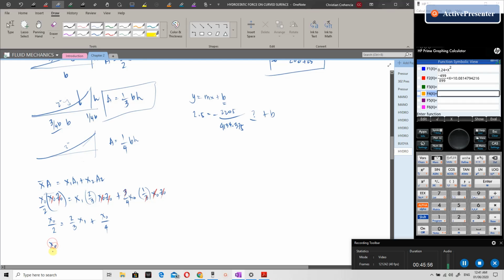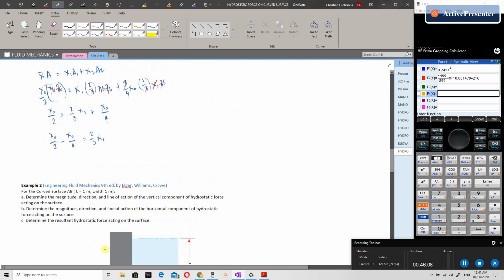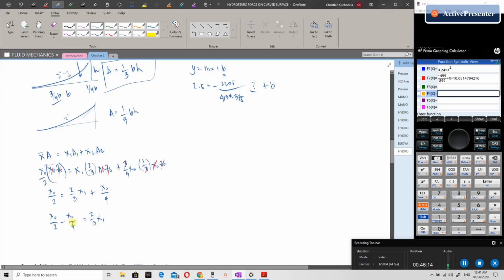So this is XO over 2 minus XO over 4 is equal to 2/3 ng X sub 1. Okay, so 1/2 minus nung 1/4 is 1/4. So makuha natin dito is x sub o over 4. Then, pag ita-transpose natin ito, magiging numerator. Ito magiging denominator. So, times 3 over 2 x1. So, yung distance x1 pala is 3/8 ng x sub o.